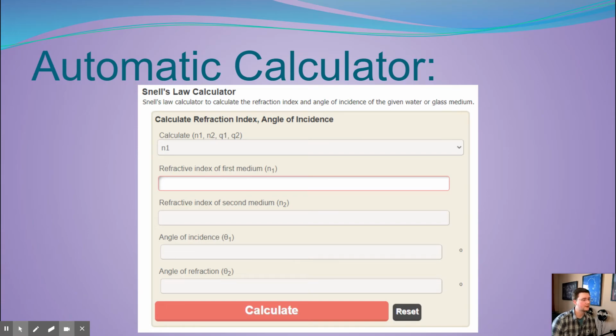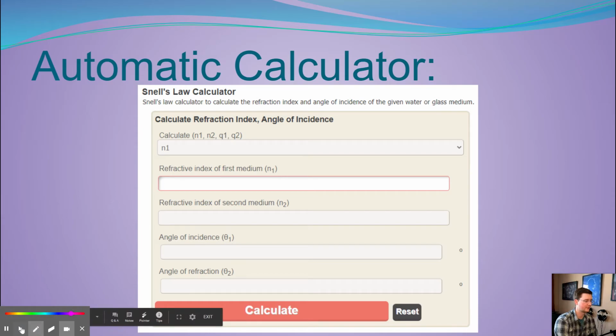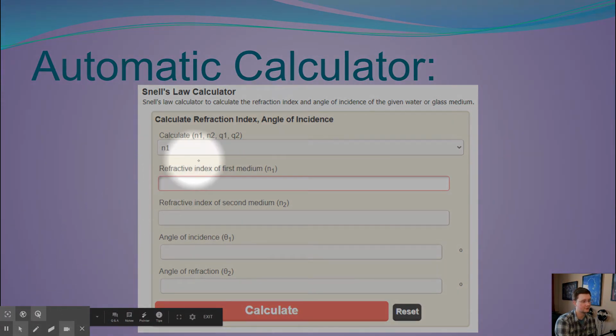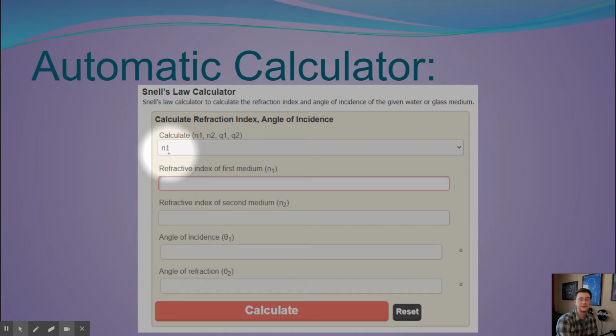And you are going to set this up to put in the information. Now, what you're going to need to change is, so this is kind of how it opens up for you. What you're going to want to do is make sure you change the calculate to be N2, because that's what we're trying to find, right?